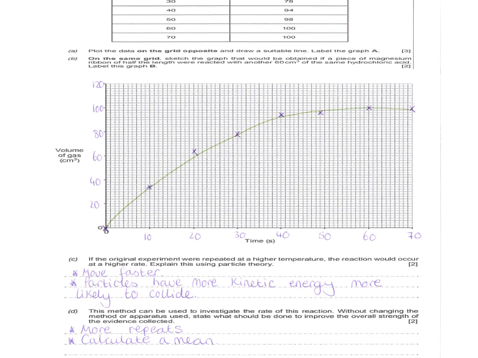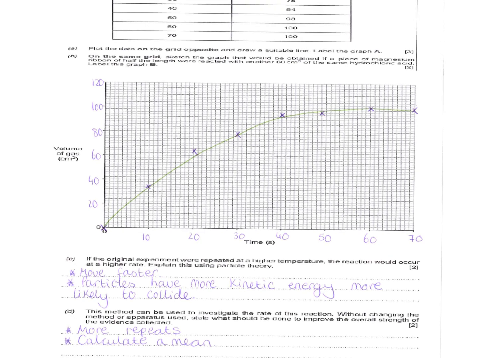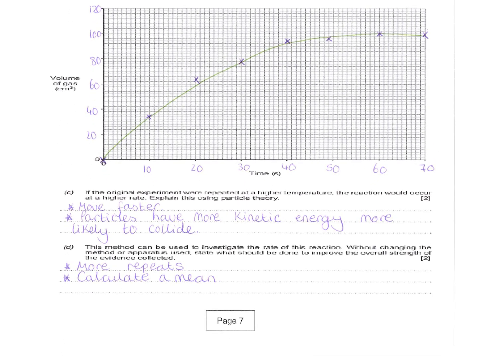You want to hope that you get a graph question. The thing that made this one a little bit difficult was you did have to think about an axis. So you did have to think about an axis, but it was quite a good question. If the original experiment was repeated at higher temperature, the reaction would occur at a higher rate. Explain this using particle theory.